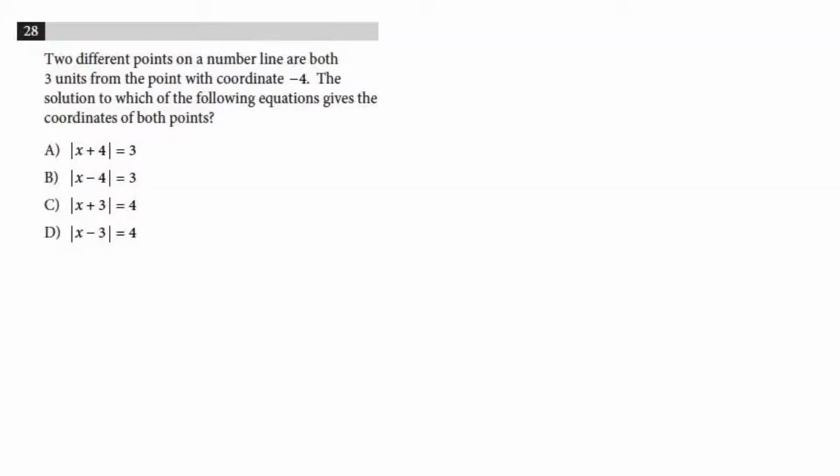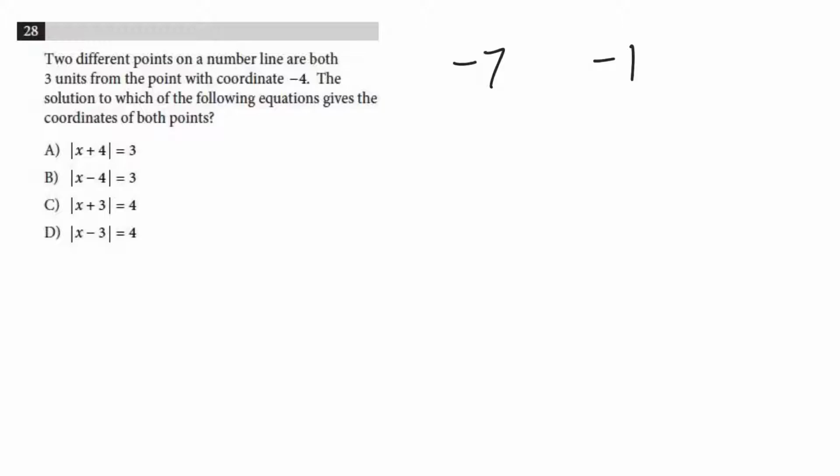28. Two different points on a number line are both 3 units from the point with coordinate -4. The solution to which of the following equations gives the coordinates of both points? Okay, let's see. So the two different points on a number line are both 3 units from the coordinate -4. Okay, so what coordinates are those? It's going to be 3 units to the left of -4. That's going to be -7, and 3 units to the right. That's going to be -1.